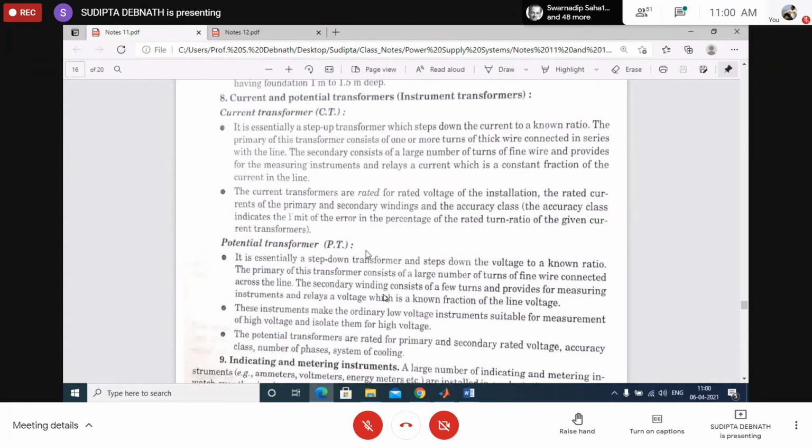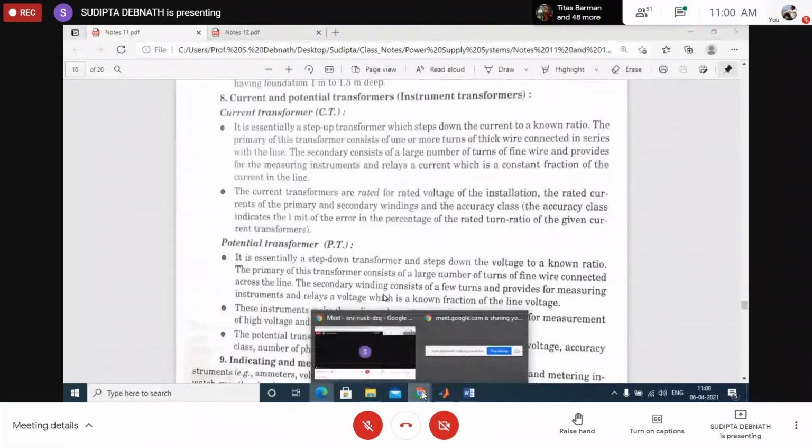Okay, similarly for potential transformer we need to measure the voltage. So what will be done? Say the voltage is 11 kV or 220 kV. It is not possible to measure it directly.